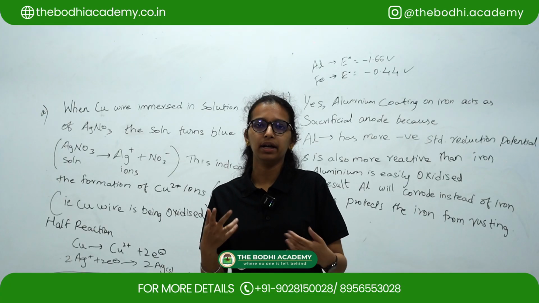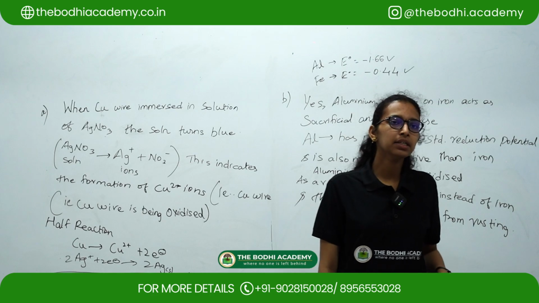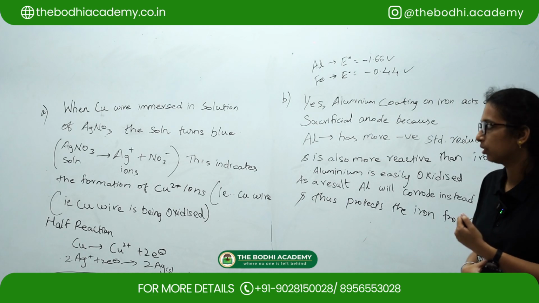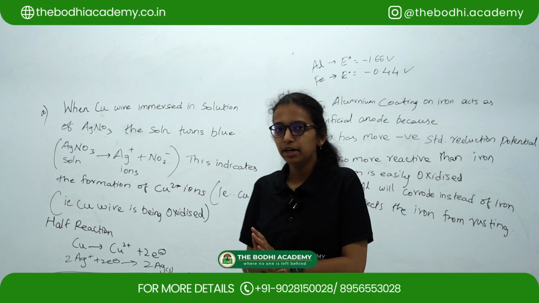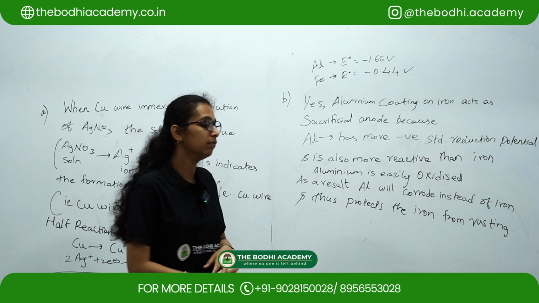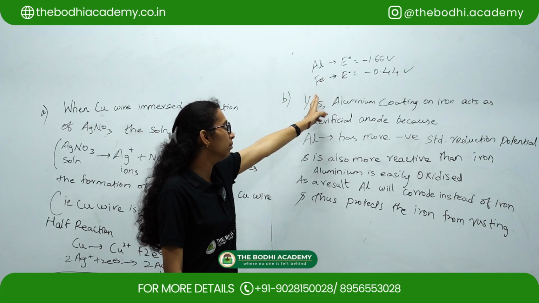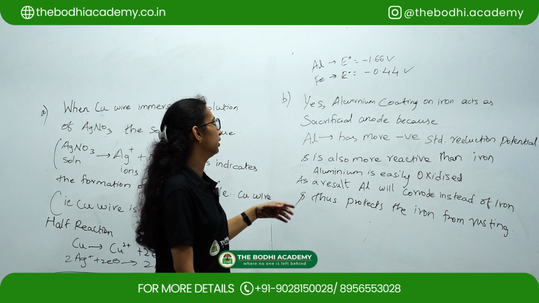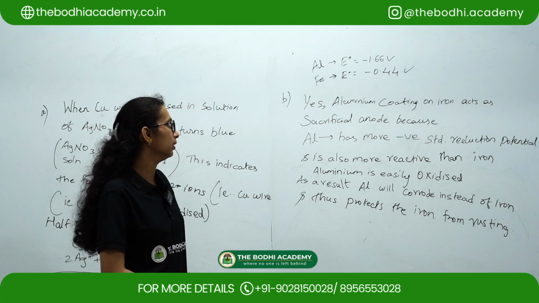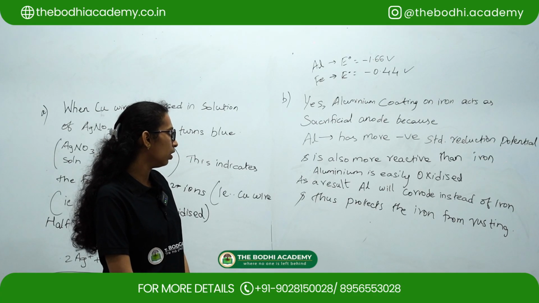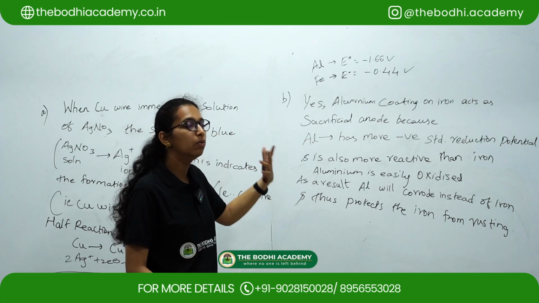If it is so, why? Give reason how it protects. Okay. Then yes, aluminium protects the iron from corrosion. How? See, when you go through the standard reduction potentials of aluminium and iron, which are mentioned in the question, aluminium is having a more negative reduction potential and iron is having less. Minus 0.44 is of iron and aluminium is minus 1.66 volt. So aluminium is having greater negative reduction potential, and it is also more reactive than iron.